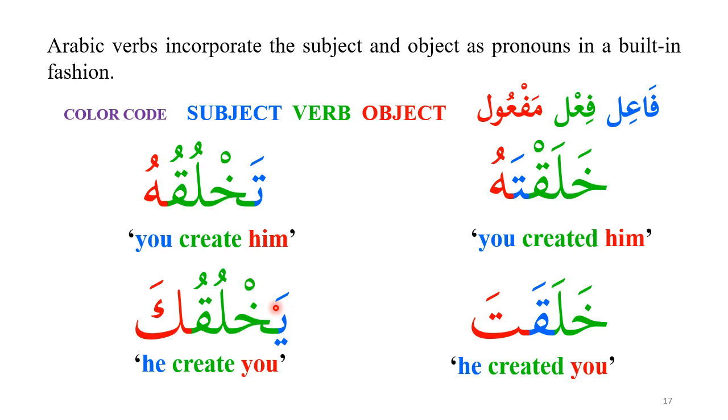Then takhlukuka, you create him, and yakhlukuka, he creates you. Sorry, yakhluku, the ya has the dot below, so it would mean somebody you cannot see, and ta would be somebody you can see, because it's the second person. And yakhlukuka would be in the third person. And khalaqa, we know that is he, and you is shown here by the ka, khalaqaka. And here the subject is this fatha on the last letter. He created you, khalaqaka.